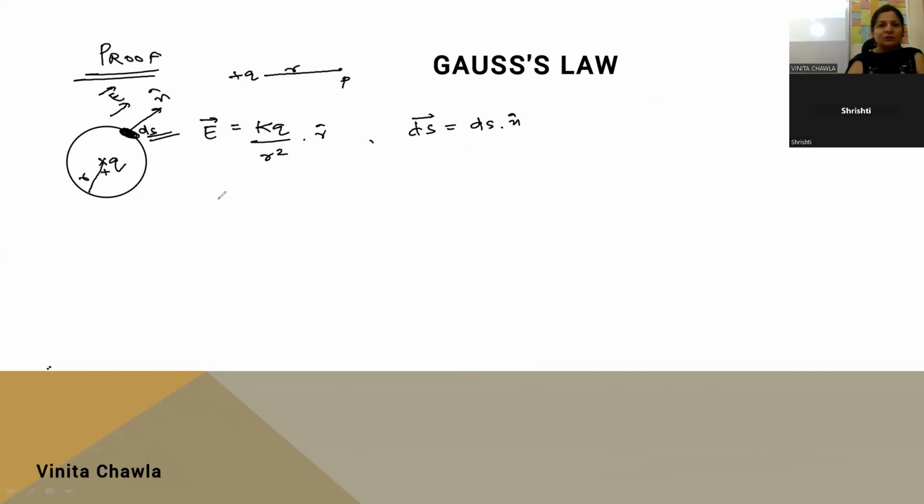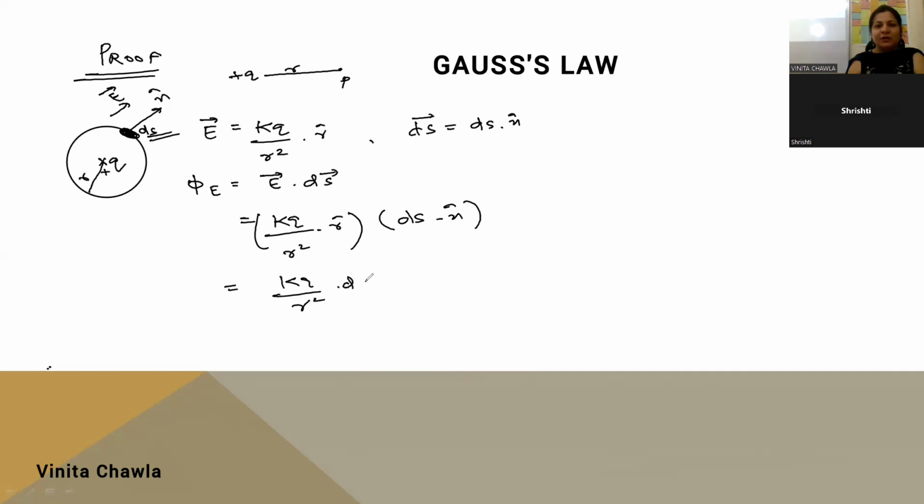So now we'll find the value of electric flux. Electric flux is vector E dot vector ds. Put the values here. Vector E is kq by r square into r cap. And this vector ds can be written as ds n cap. So we can write kq by r square into ds together, and this r cap dot n cap in one bracket. So these two are unit vectors.